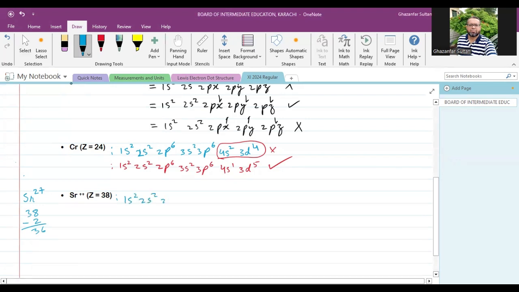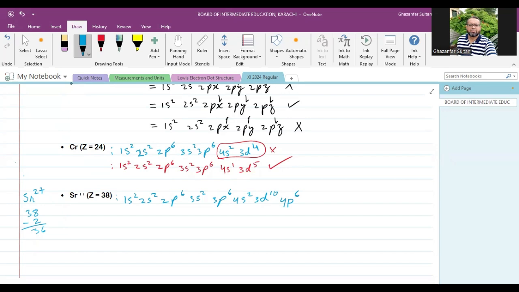1s2, 2s2, 2p6, 3s2, 3p6, 4s2, 3d10, and 4p6. After 3d, 4p is filled. Okay, so see how many electrons are there. 10 and 10, 20, 20 and 10, 30, 30 and 6, 36.